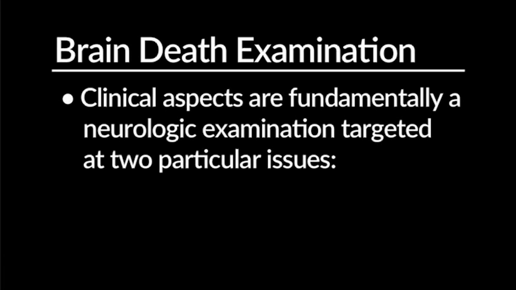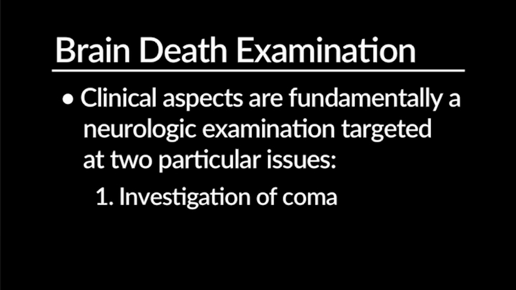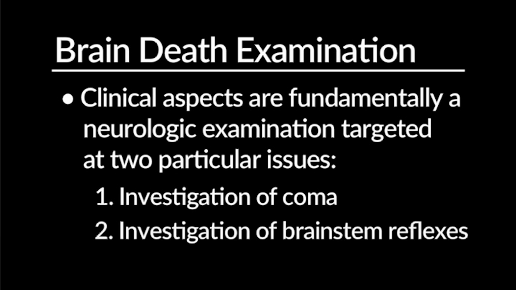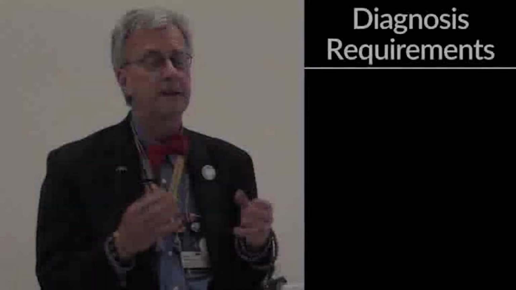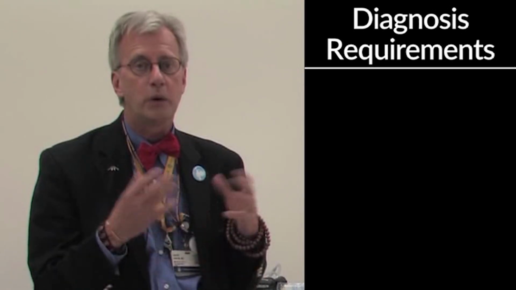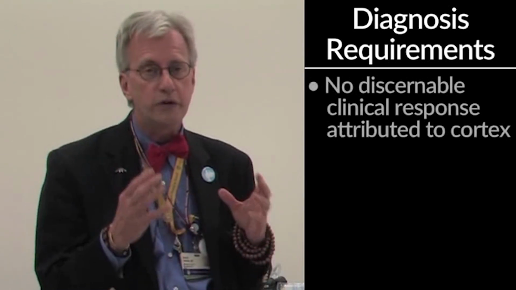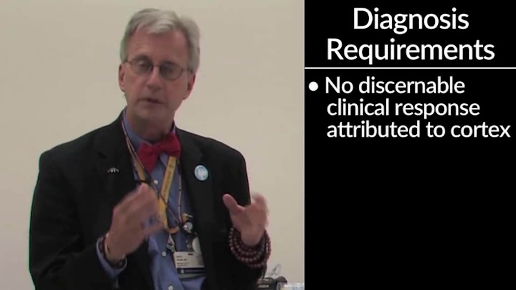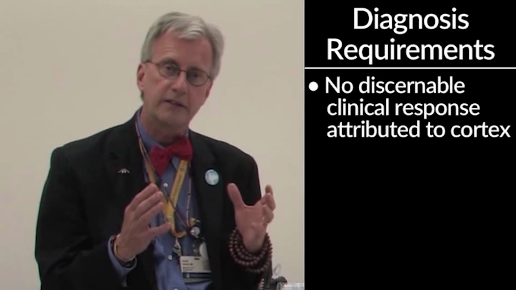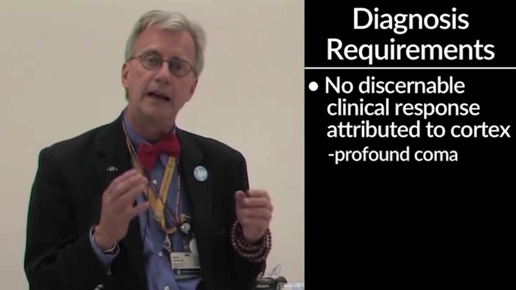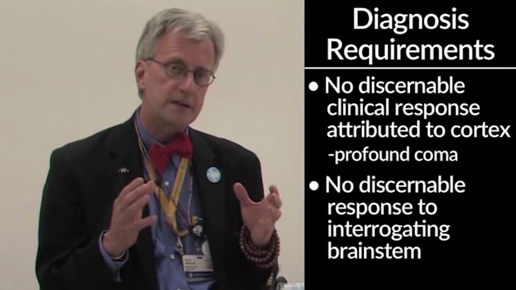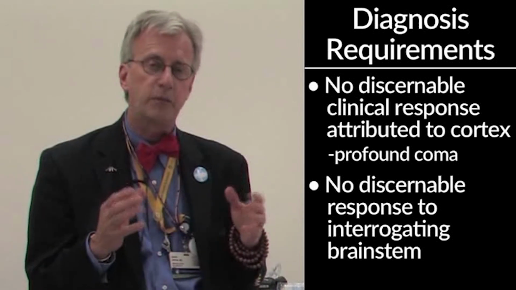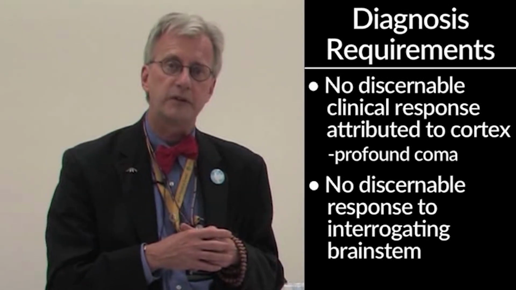The clinical aspects of the brain death examination are fundamentally a neurologic examination that's targeted at two particular issues. One is the investigation of coma, and the other is the investigation of brainstem reflexes. For the diagnosis of brain death to be made, we would expect that there would be no discernible clinical response that could be attributed to the cortex, that is, profound coma, and no discernible responses to interrogating the brainstem through a variety of reflexes that we'll demonstrate.